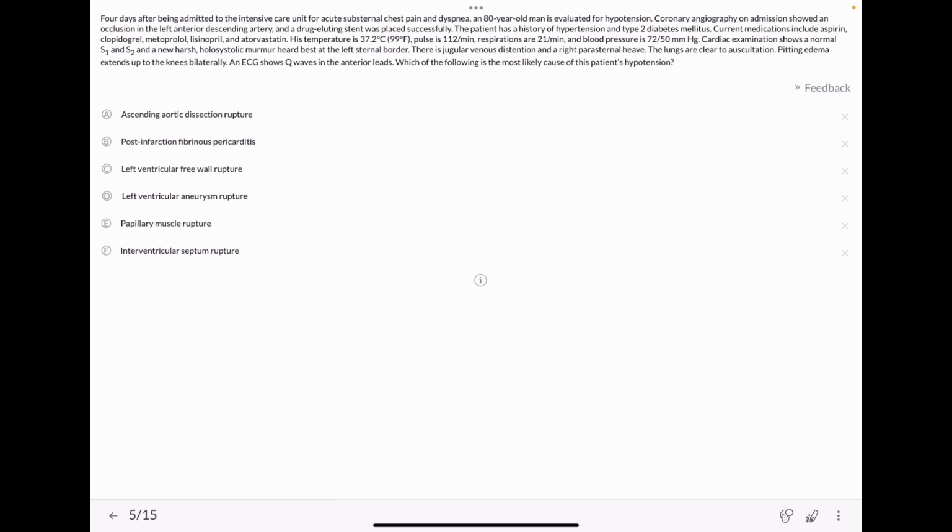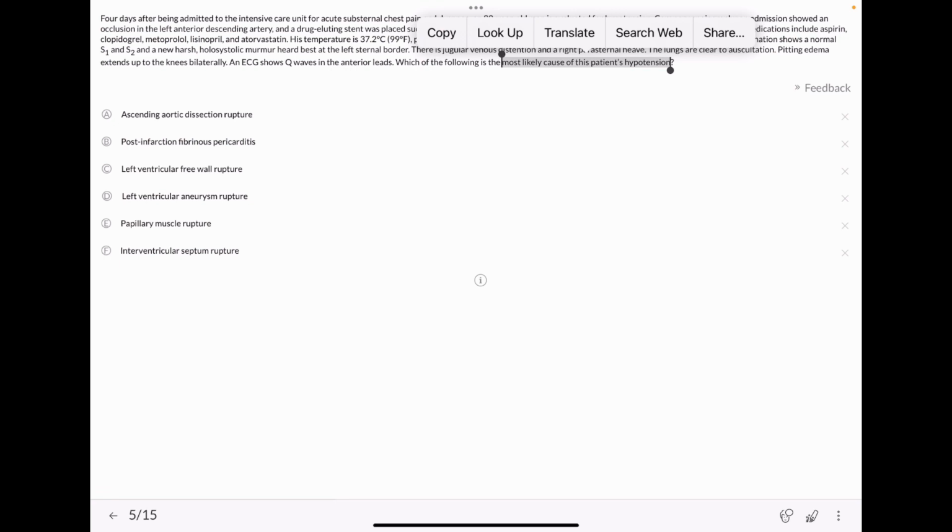All right, guys, next question. We're going to read the last two lines. Pitting edema extends up to the knees bilaterally, and EKG shows Q waves in the anterior leads. This patient obviously had an MI. Which of the following is the most likely cause of this patient's hypotension? So currently the only info I know is that this patient has hypotension and pitting edema, right?